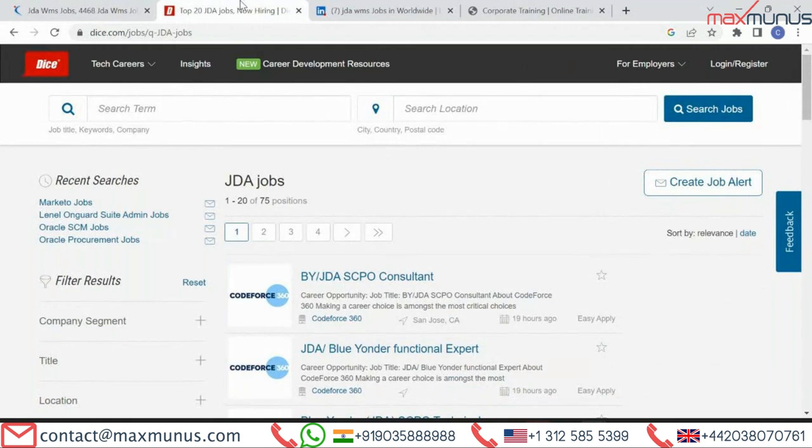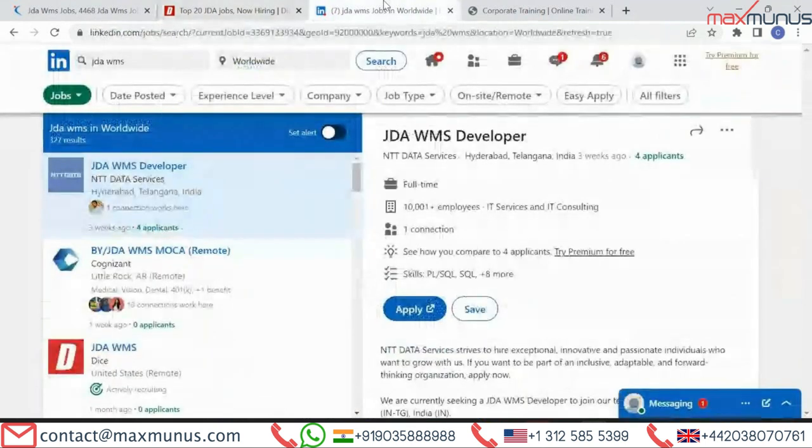And if anyone is looking for jobs worldwide, then LinkedIn is definitely the best platform to look for jobs across the globe. In LinkedIn, today there are 327 job openings. I repeat, 327 job openings for JDA WMS.